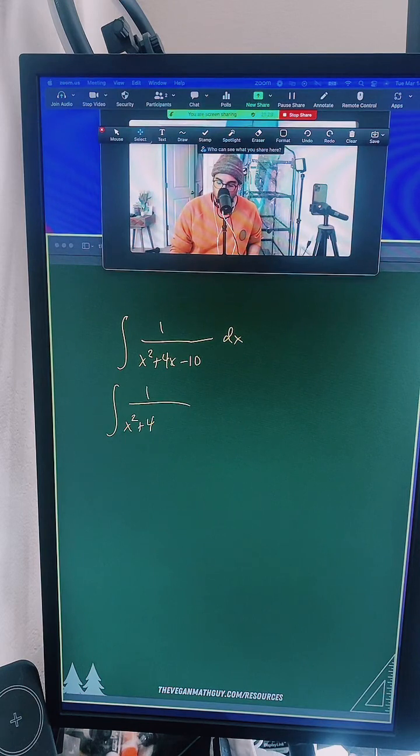Again, let me just show all the work here. I'm dividing that 4, which is my b value, by 2, and then squaring it. So that's plus 4. And then because I introduced the 4, I'm going to subtract 4.